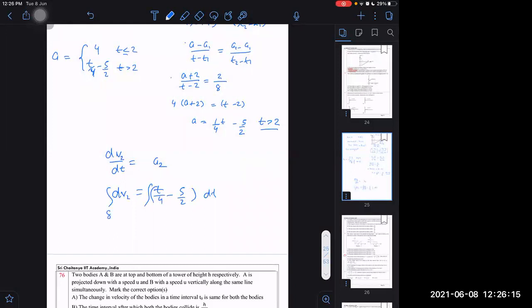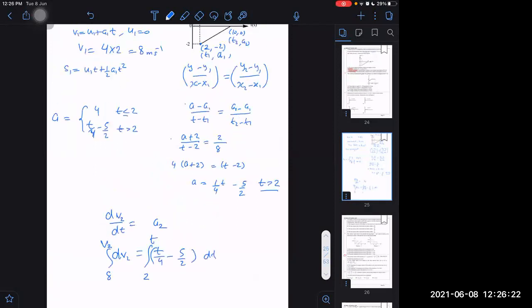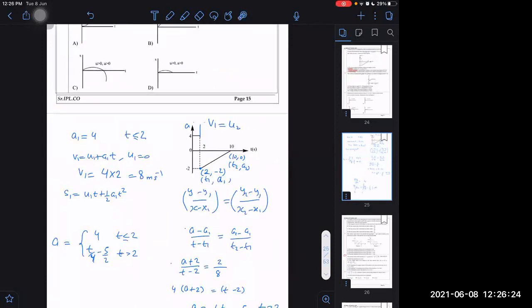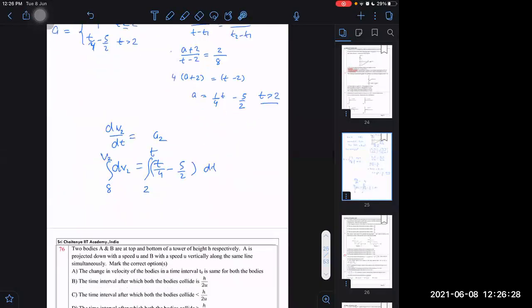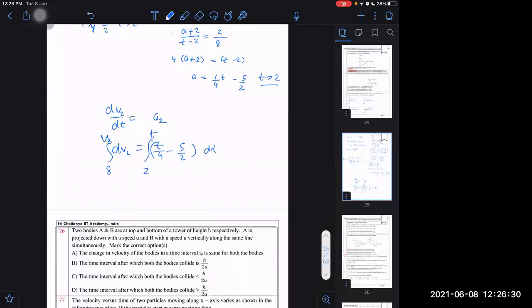not 0, 8 to v2. Time will vary from 2 to some time t. Why have I taken 2? Because observe, initially it was 2 only for the second interval. Time was already 2 seconds. Not 2 to 10, sir? No, not 10. There is a reason for that.